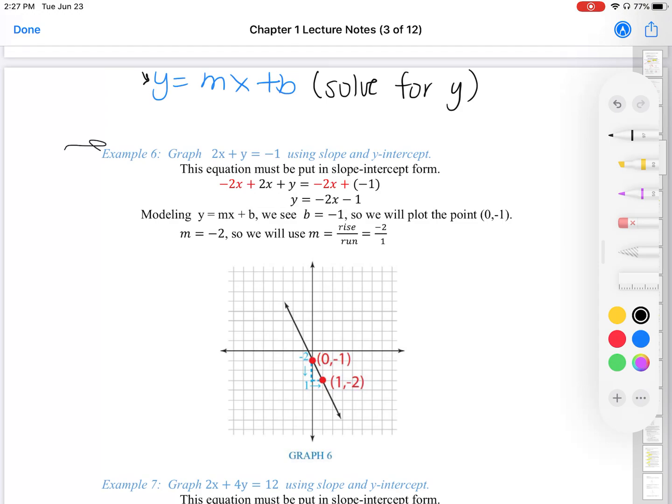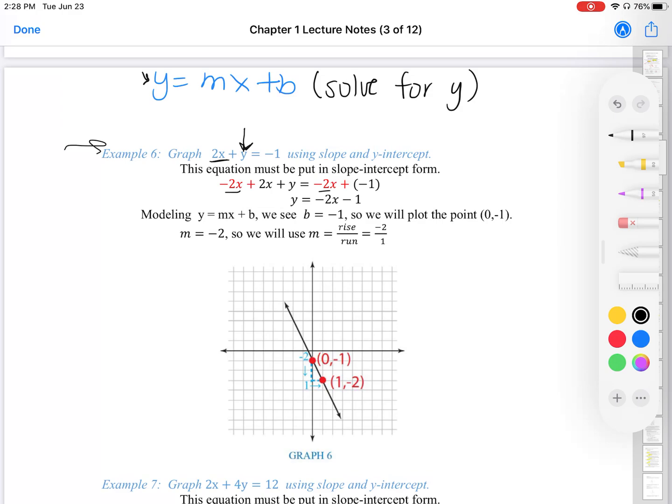So example 6. Graph 2x plus y equals -1 using slope and y-intercept. This equation must be put in slope-intercept form. All right, so I want to get y by itself. What's bothering it? This 2x, right? So let's move 2x. If it's being added, in order to move it, I subtract. So since it's positive, I'm going to subtract 2x on both sides. So I'm left with y equals -2x, and I have a -1, so -1.